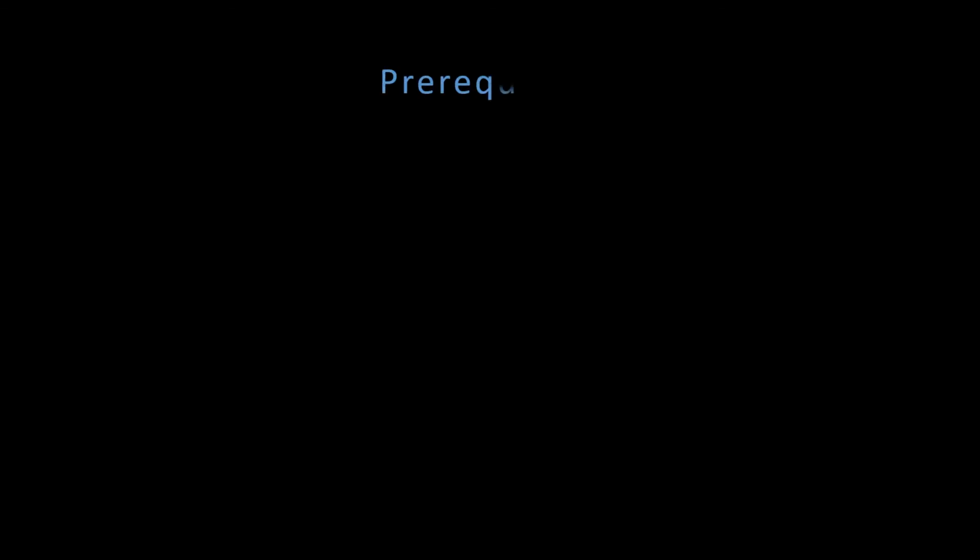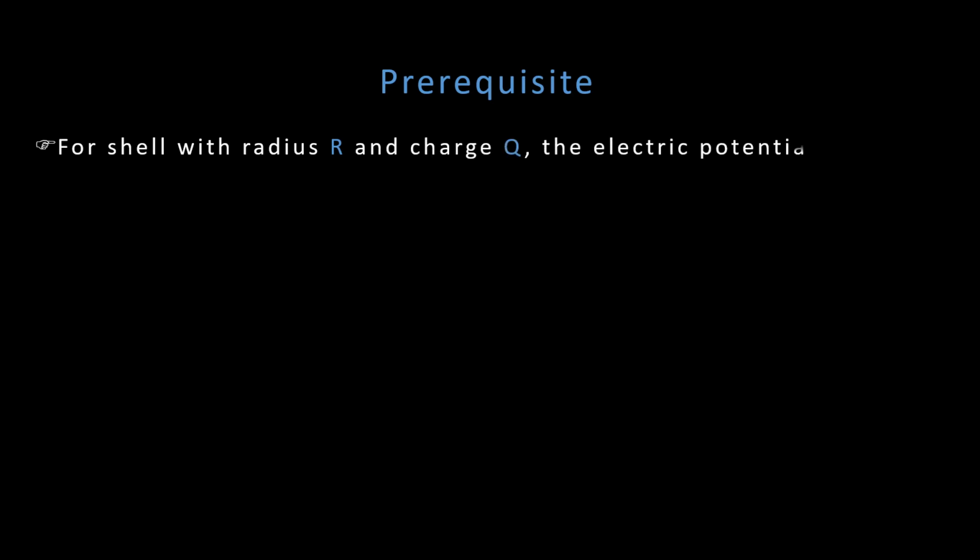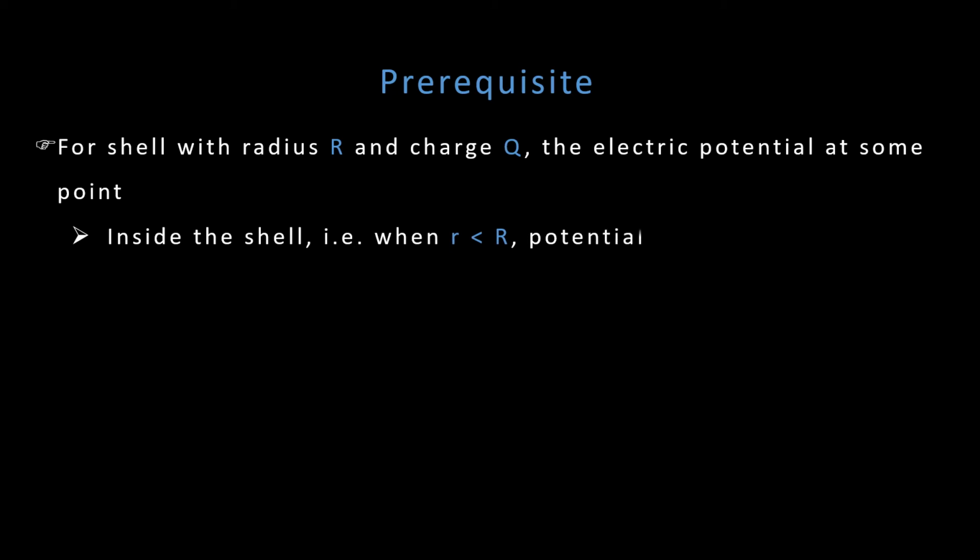To understand today's topic, we need to be clear with the following points. If we consider a charged shell of radius r and charge q, we know that to find out its potential at any point on the surface of shell or at any point inside the shell, we can use this formula: kq upon radius. The potential of the charged shell on the surface is kq by radius, and it is same at any point inside the shell. Inside the shell, potential remains same.